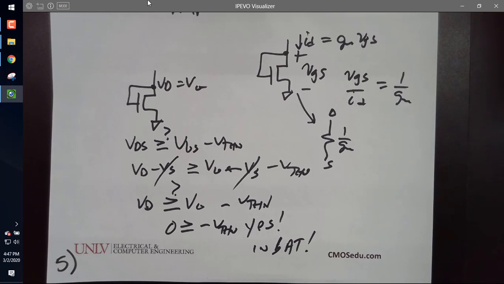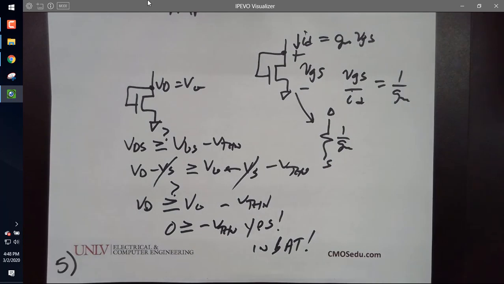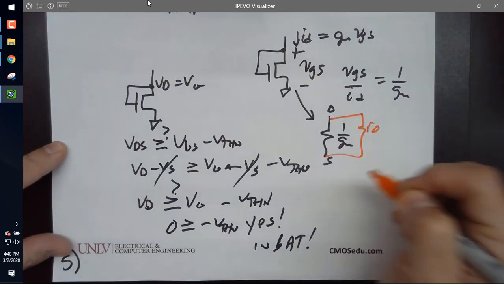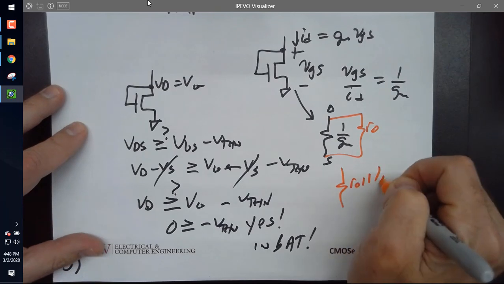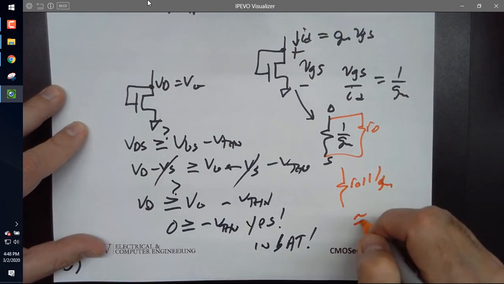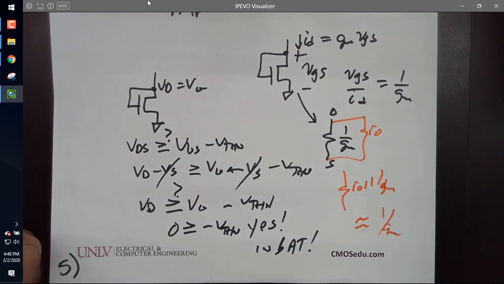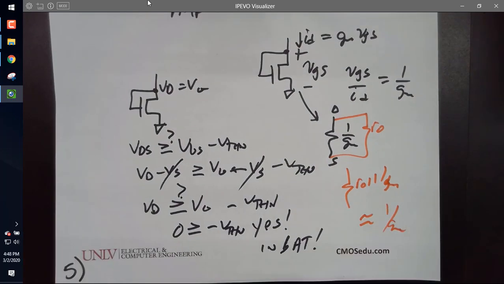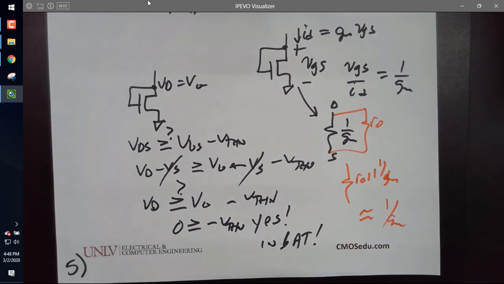Now I want to be exact. So what did I neglect in that analysis? What didn't I put in there? RO. Yeah, RO. So all I do to add RO in now is add another resistor in parallel. So I could also say that it's RO in parallel with 1 over GM, which is approximately 1 over GM, just to be exact. It's R out in parallel with 1 over GM. Any questions?